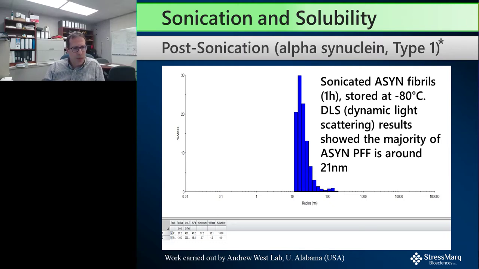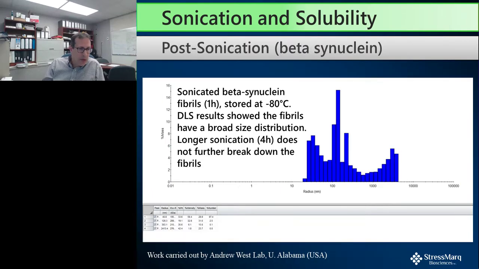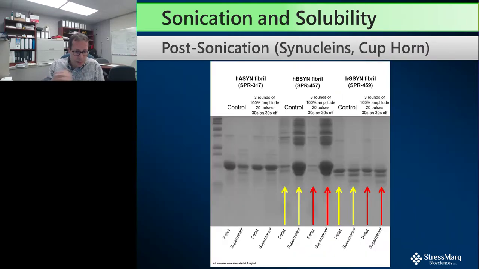Interestingly, if you do the same with gamma synuclein, that's not the case, and further sonication doesn't change this. It has a much broader distribution and much longer fibrils. Furthermore, beta synuclein has a similar sort of outcome, quite broad, and again, more sonication doesn't actually do anything. Now, these are all quite heavily related to each other with a lot of sequence homology.